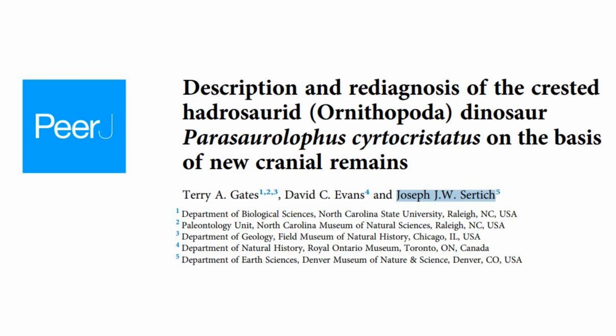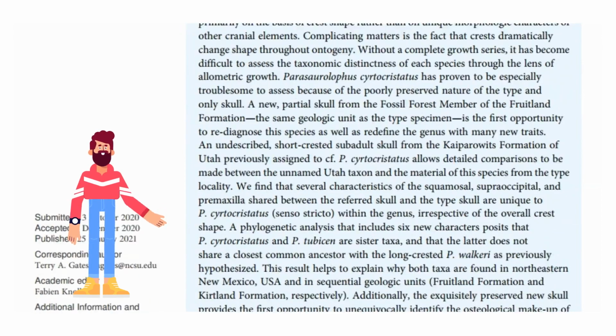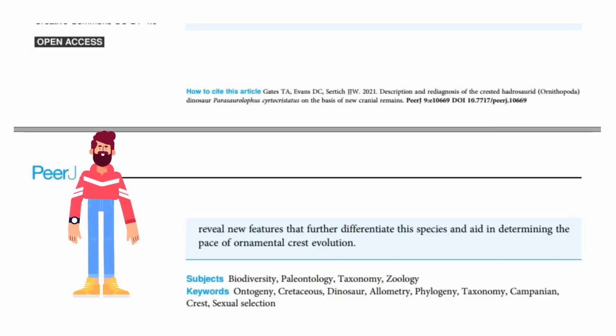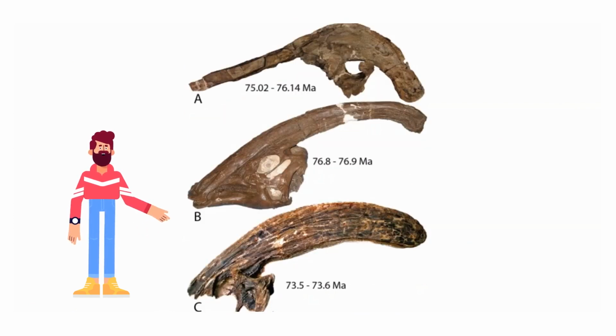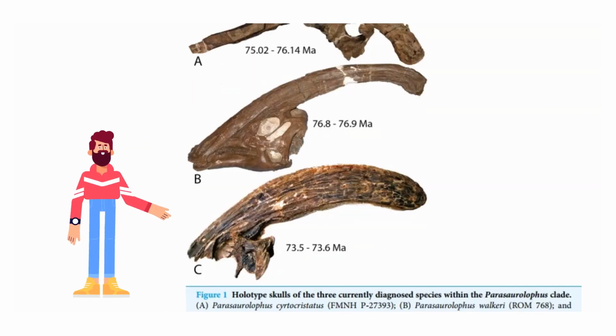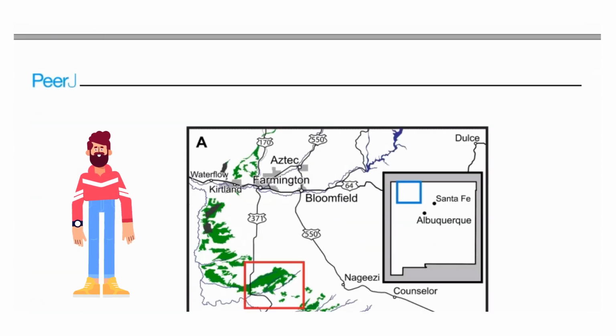Today, we are reviewing a paper titled, Description and Rediagnosis of the Crested Hadrosaurid Dinosaur Parasaurolophus cyrtocristatus, on the basis of new cranial remains. Parasaurolophus is a genus of duck-billed dinosaur that is most strikingly characterized by a tubular crest that extends over the top of the skull and beyond the occiput. Hadrosaurid fossils are among the most abundant large vertebrate remains from the upper Fruitland and lower Kirtland formations. The new Parasaurolophus skull was recovered from the base of a white, cross-bedded sandstone within the fossil forest member of the Fruitland Formation, likely representing deposition during avulsion of a large stream or river.